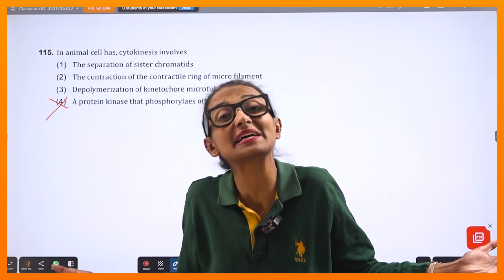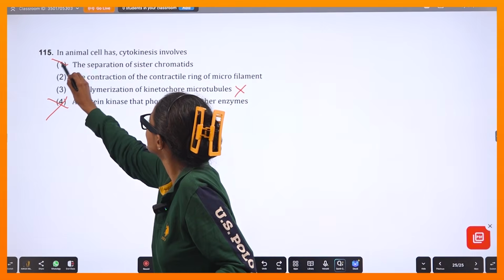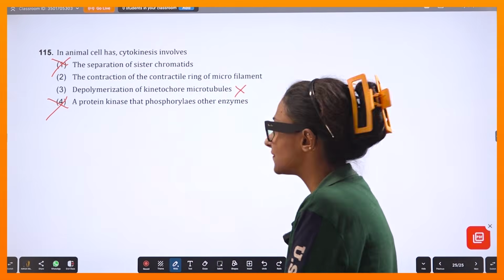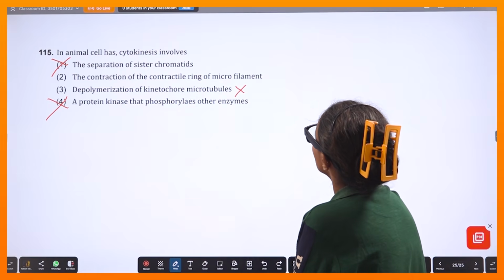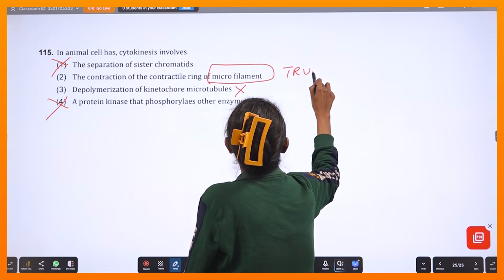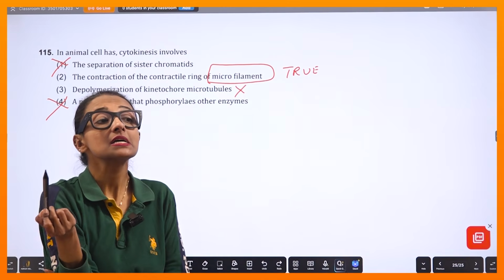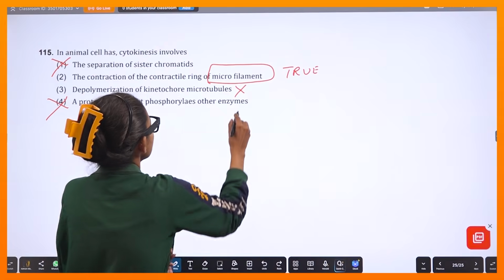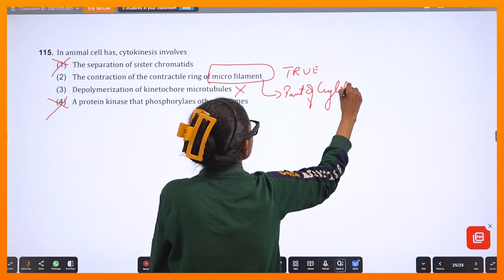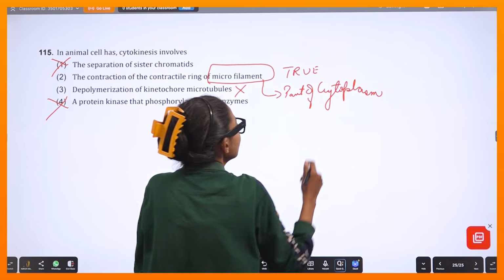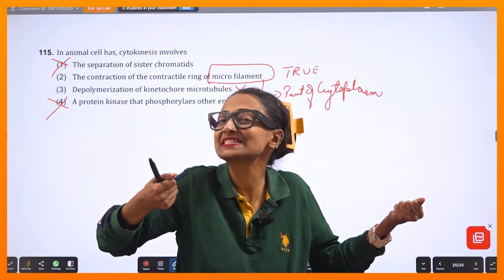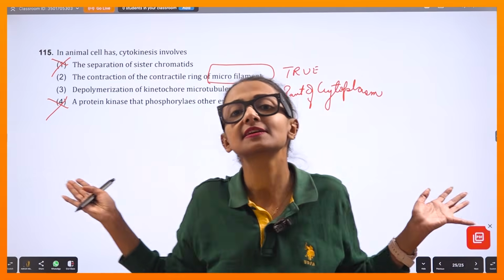Separation of sister chromatids. Cytokinesis is when the cytoplasm divides. No. Separation of sister chromatids is a totally different thing that happens in anaphase. Contraction of contractile ring of microfilament. Yes, this is true because microfilament is nothing but part of the cytoplasm. So contraction of it will actually change the orientation of the cytoplasm and the cytoplasm will start separating.